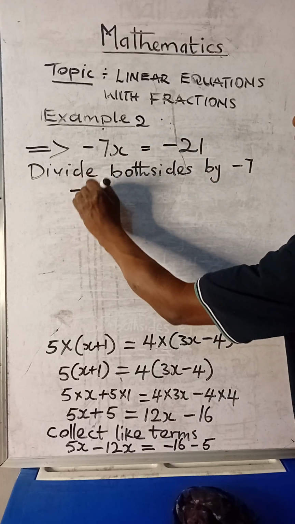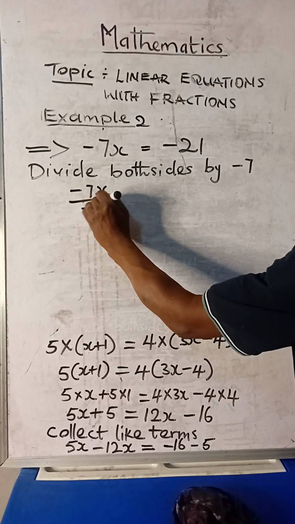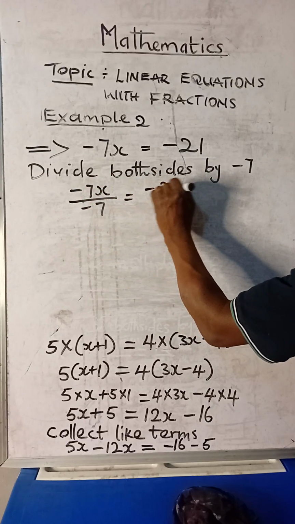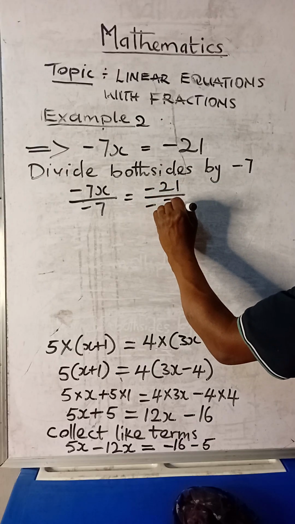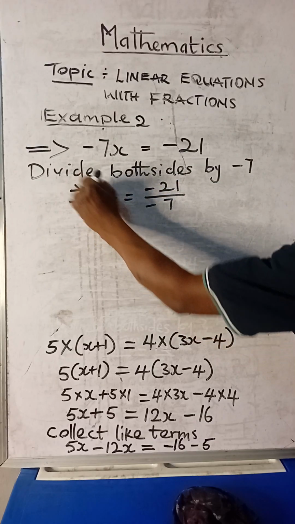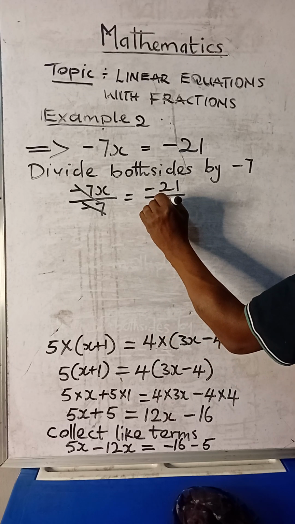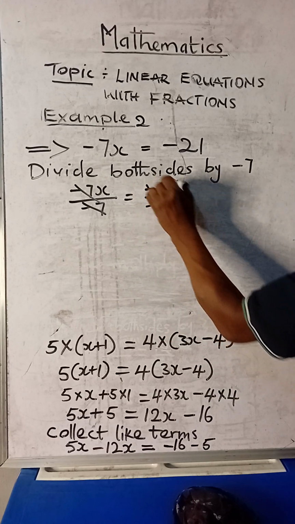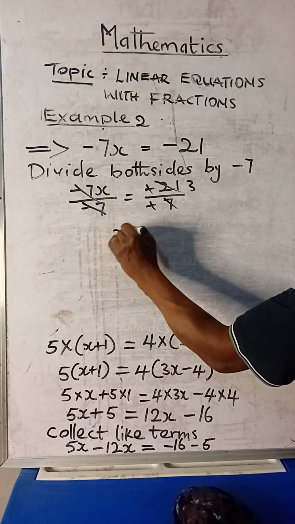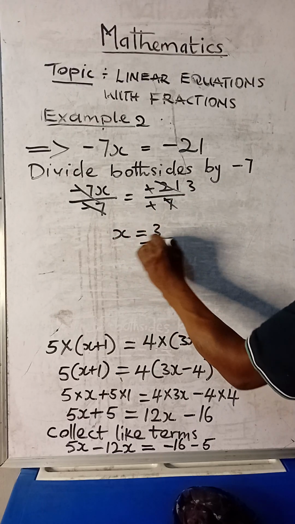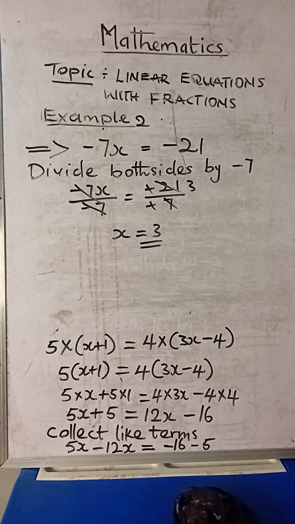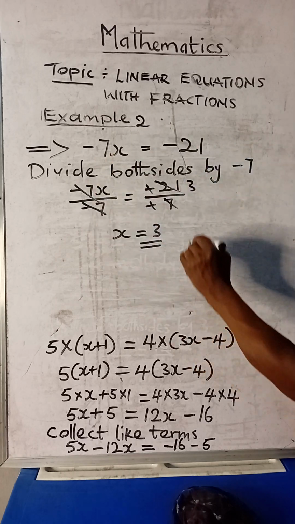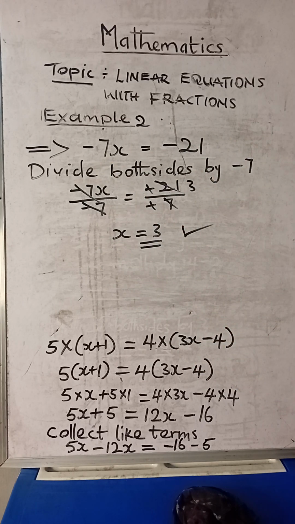So we have minus 7x over minus 7 equals minus 21 over minus 7. So minus divided by minus, this goes off like this. Then when we come to this place, we take the minus off, and 21 divided by 7 is 3. It means our value for x is 3. Now, you can actually check if this is correct by going back to the equation, but for now we are not looking at that. So that is the answer to the equation we had on the board at the beginning.